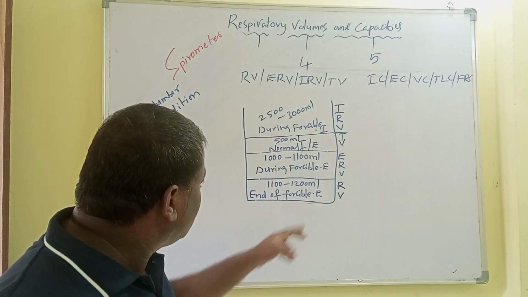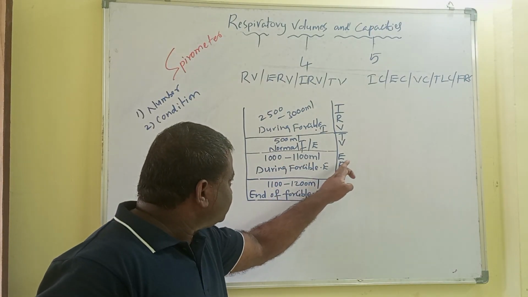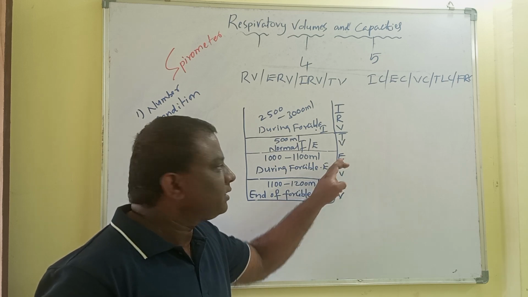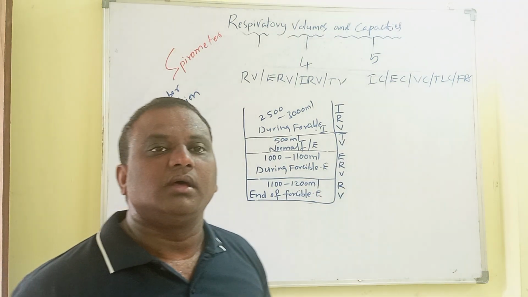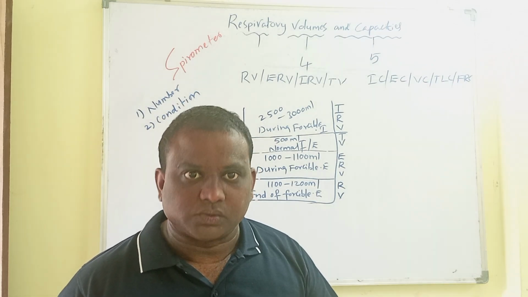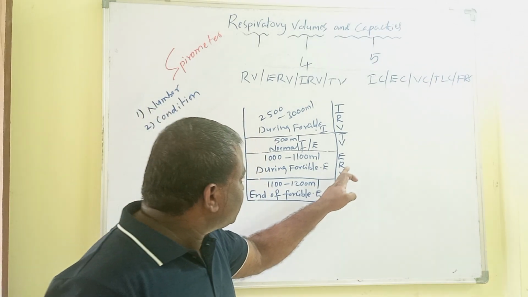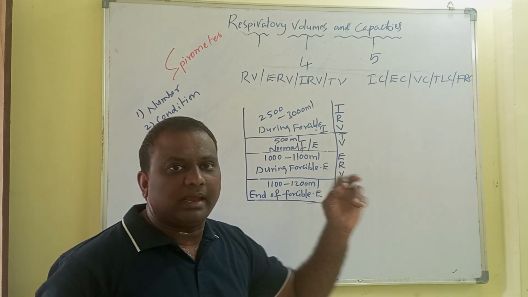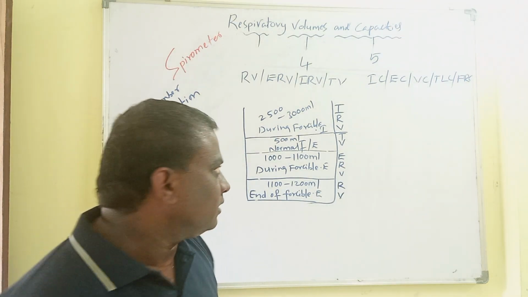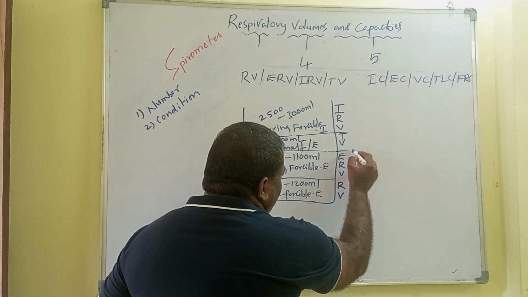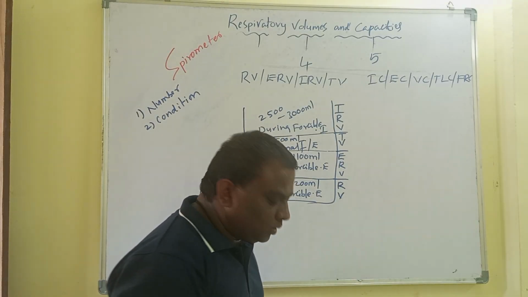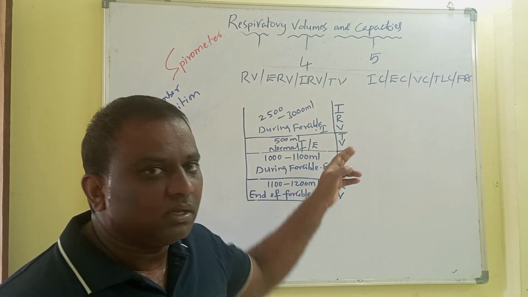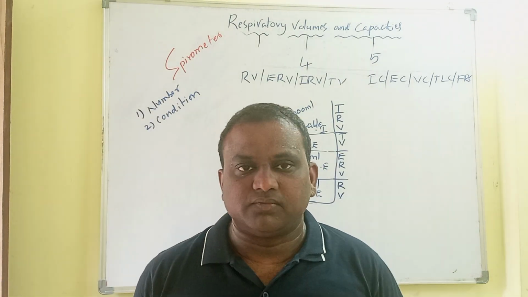How to remember? Look at the end value, the end reserve. You can say expiratory reserve volume: E for end value, E for 1100. So that's why you can remember expiratory reserve volume. Also you can call it end reserve volume, E for end volume, E for 11. So you can avoid the confusion between 1000 to 1100 and 1100 to 1200 with the help of E. E for end reserve volume, E for 11.